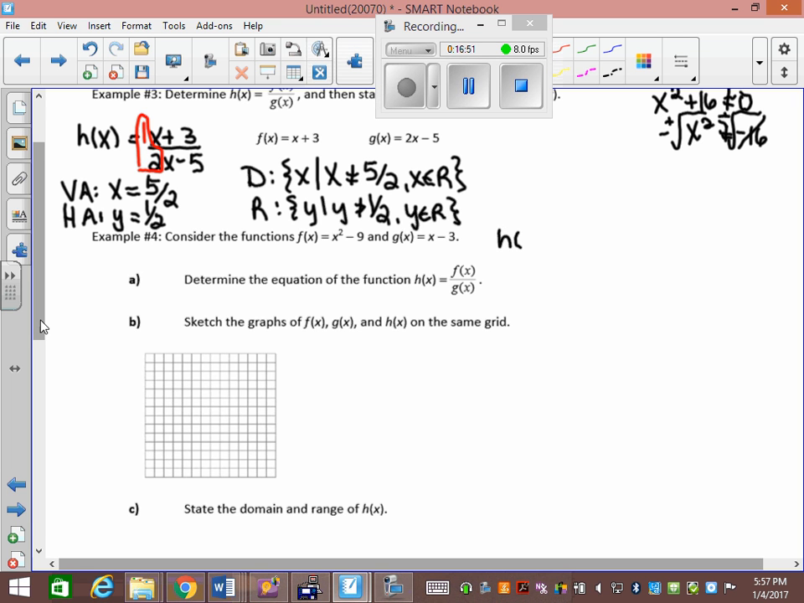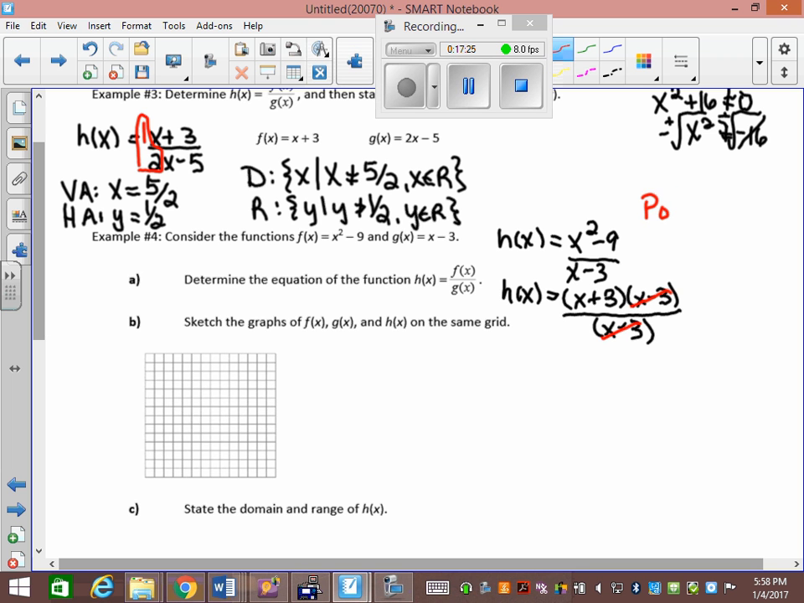So determine the equation of the function h of x equals f of x over g of x. So h of x equals f of x, which is x squared minus 9, over g of x, which is x minus 3. You can factor x squared minus 9 into x plus 3, x minus 3. Now remember, those two cancel off, but don't get too excited. Remember, if it's in the denominator at any point in time, it's going to affect your domain. So remember that if two factors cancel, that gets you a point of discontinuity. You're going to have a point of discontinuity for this one at x equals 3.